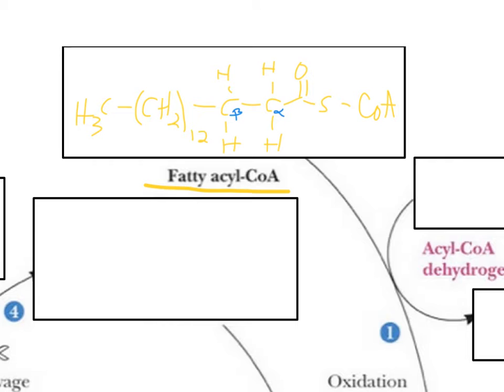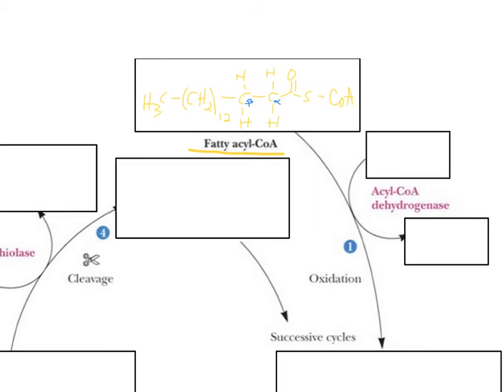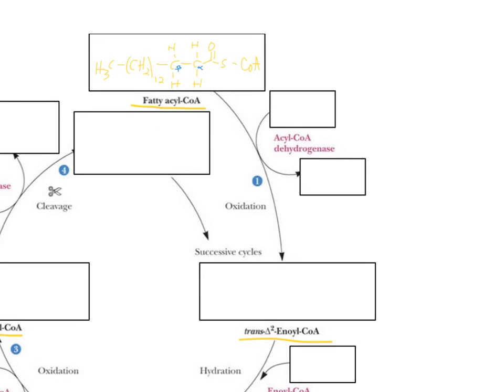When in doubt, when you're trying to decide where to put the oxygen, put it on the beta carbon. This is called an acyl-CoA because the number of carbons coming off of the CoA is more than one. If there's only one, it would be called acetyl. So the first step, remember, is our oxidation.